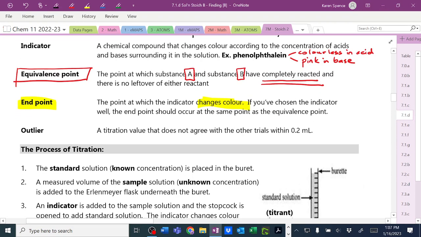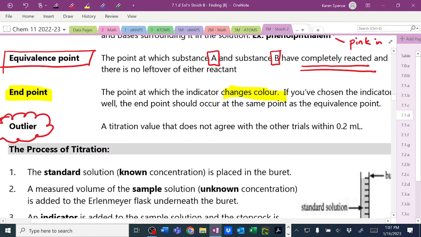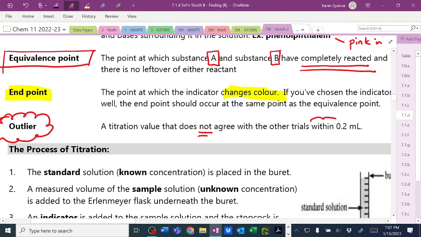So when you're going to do your titration, hopefully you won't have any outliers. An outlier in a titration is a value that does not agree within 0.2 milliliters. Okay, that 0.2, that's a fairly arbitrary value. It means I sort of picked it out of the air. I could have chosen 0.1 milliliters, but this is your first time titrating, and if you can get within 0.2 milliliters, you're doing pretty well. Okay.